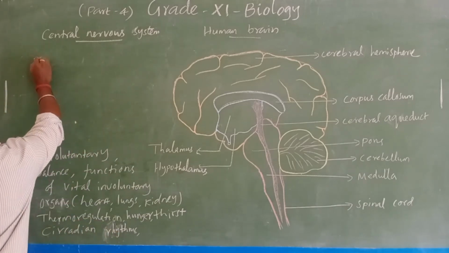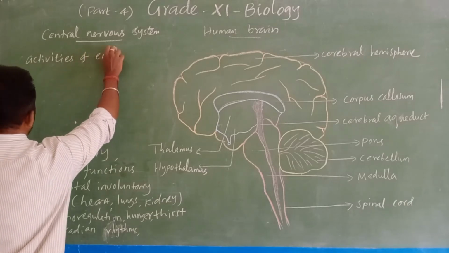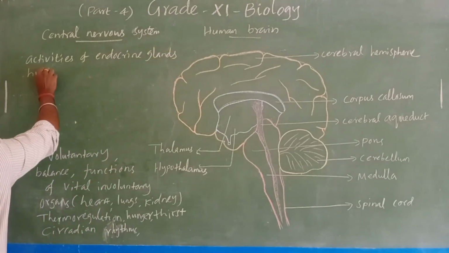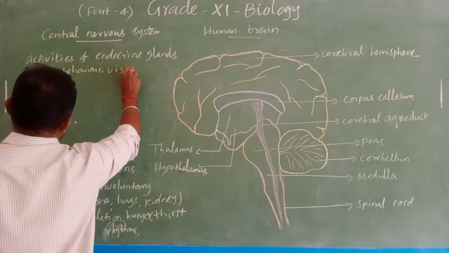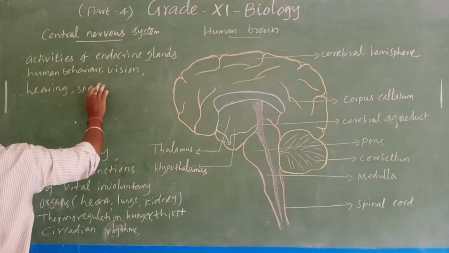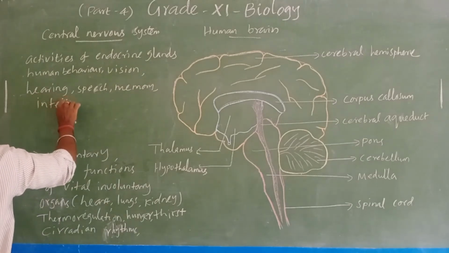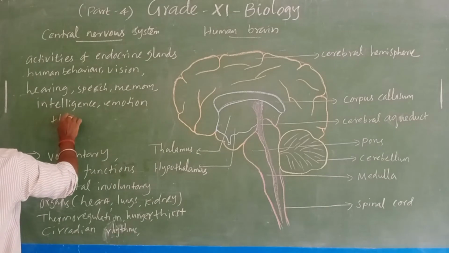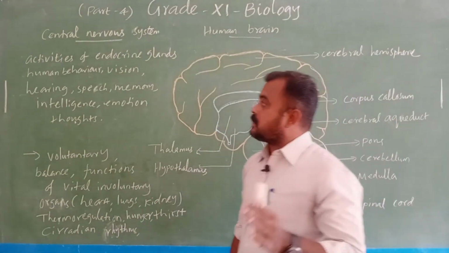And next one, activities of endocrine glands. And next, human behavior and vision, hearing and speech, memory, intelligence, emotion and thoughts. For all these things our brain is responsible.